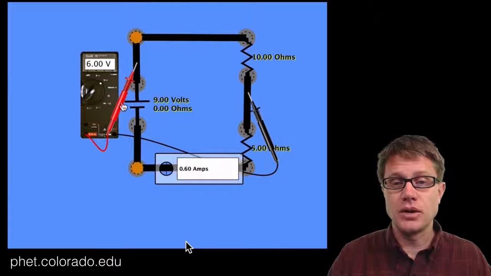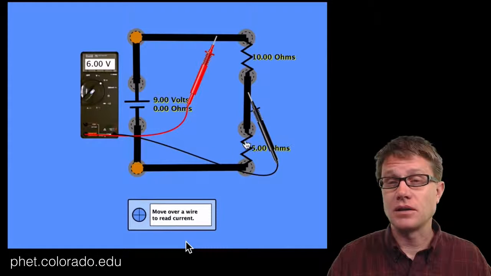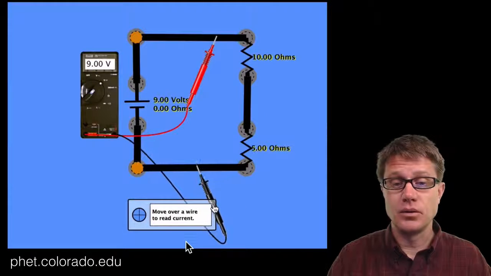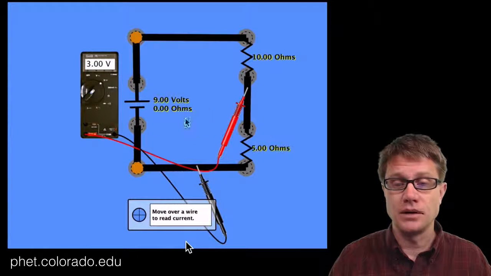So if we look across the first one, it's going to be 6 volts across that first resistor. And then if we were to look across the second resistor, using our voltmeter, again, we have to check it across that element. It's going to be 3 volts right here.